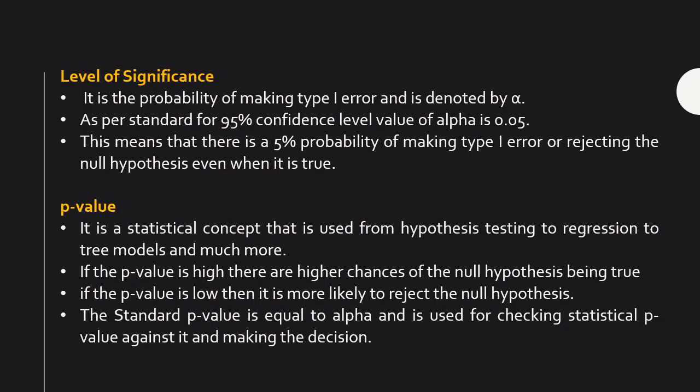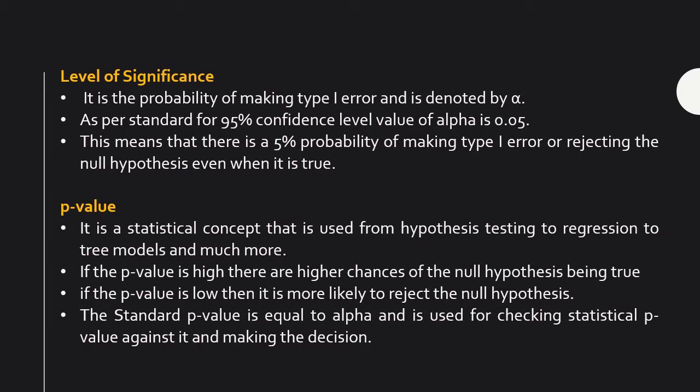Another type of error is level of significance. Basically it is the probability of making type 1 error and is denoted by alpha. In general, we consider the value of alpha, that is your significance level, as 0.05. This means that there is a 5% probability of making type 1 error, that is you reject the null hypothesis even though it is true.